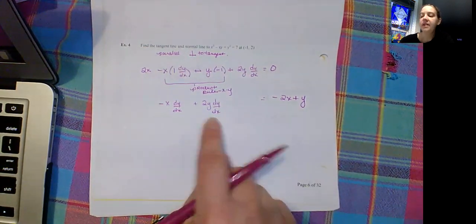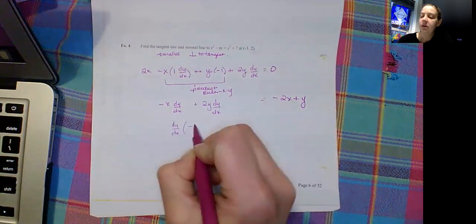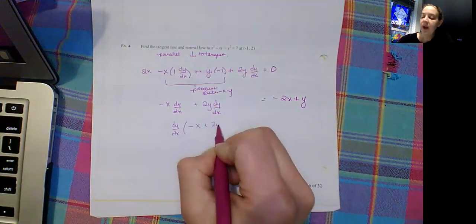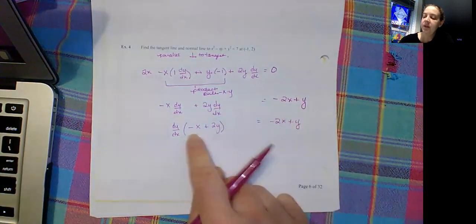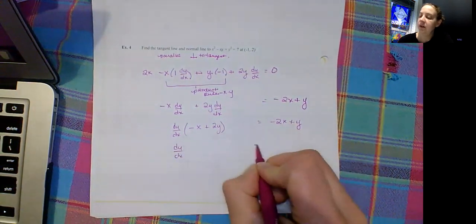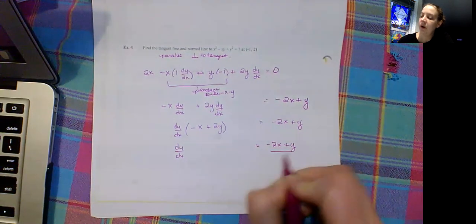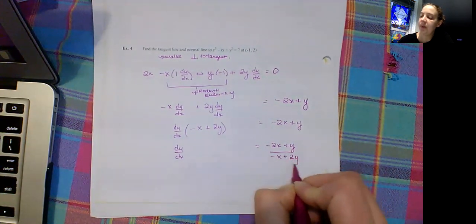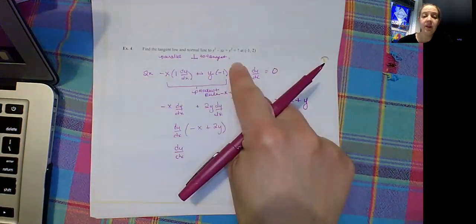Just like the last example, you're going to factor out dy dx. Negative x plus 2y is equal to negative 2x plus y. Divide by what's left over. Dy dx is equal to negative 2x plus y over negative x plus 2y. Now, that gives us the derivative, but to find the equation of the line, we need the slope.